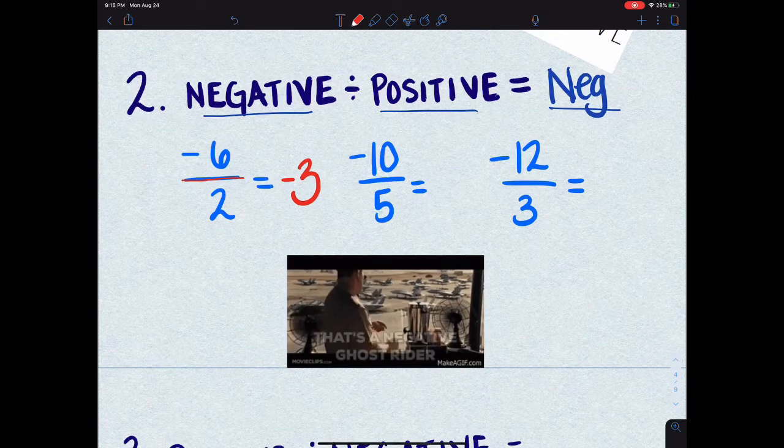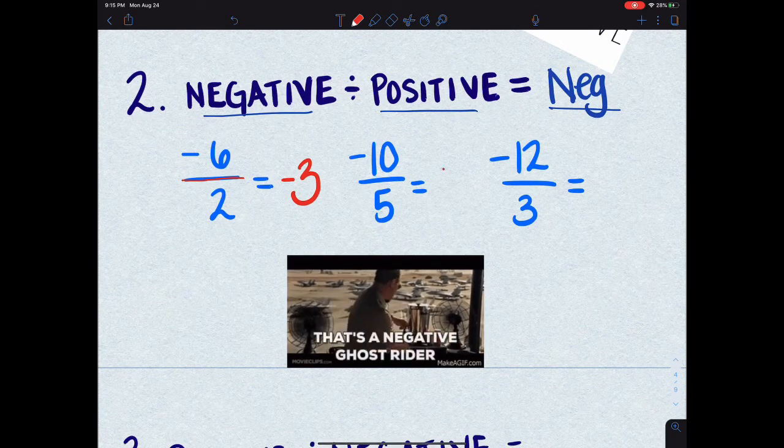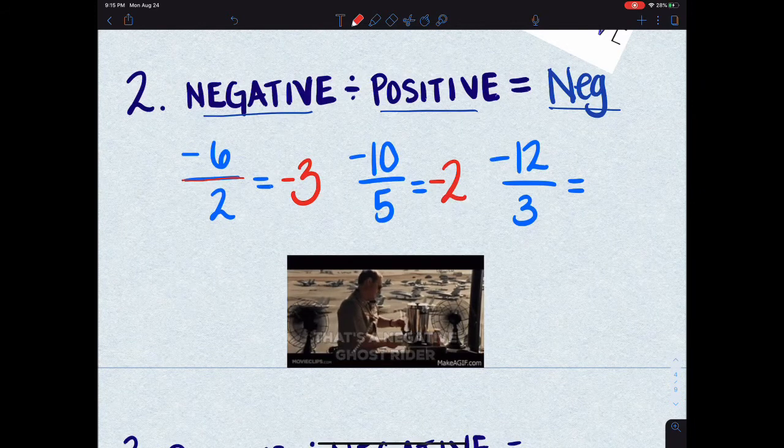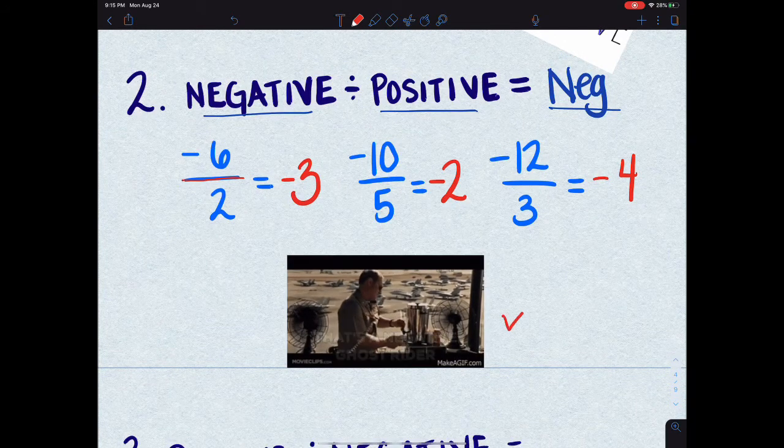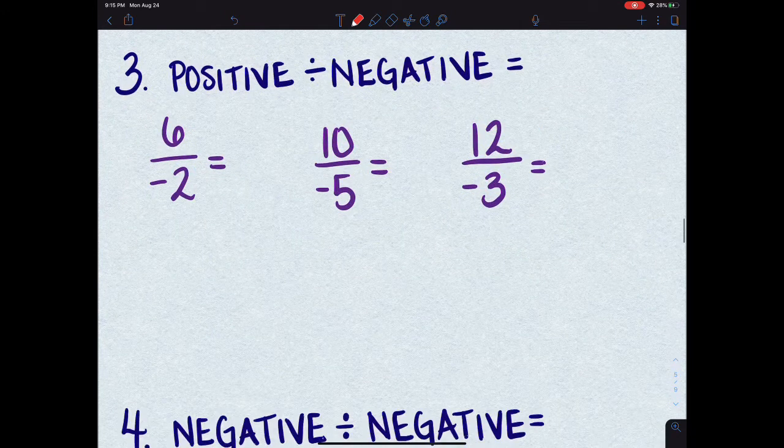Next one. Negative 10 divided by 5 is 2. Is it positive or negative? It's going to be negative. The next one, negative 12 divided by 3 is 4. Is it going to be positive or negative? It's going to be negative because a negative divided by a positive is a negative.